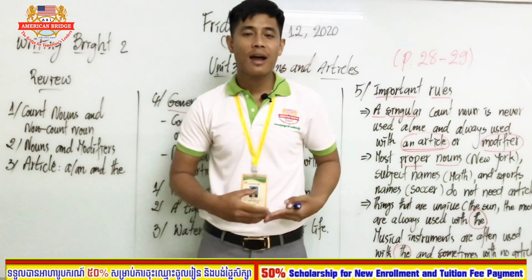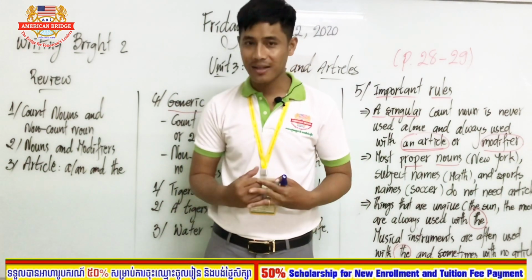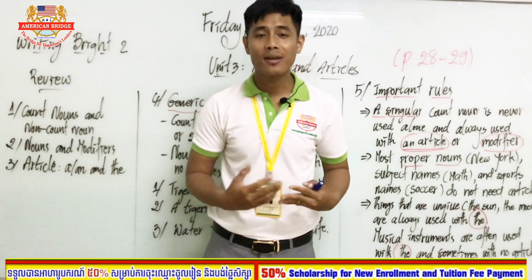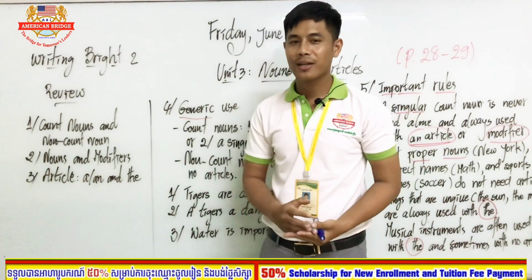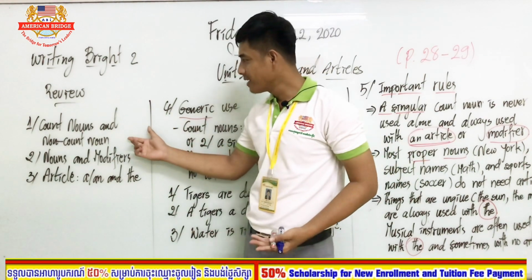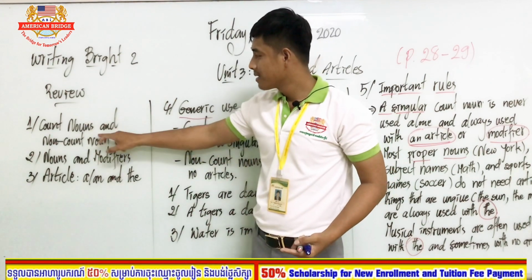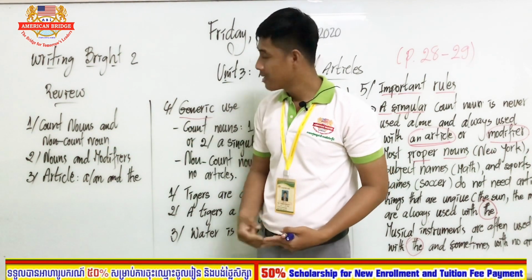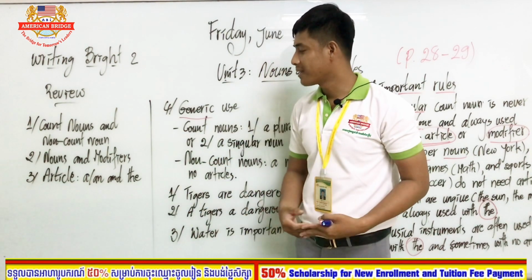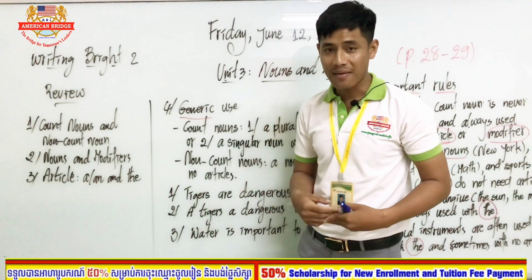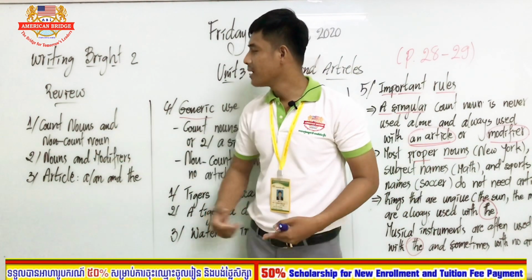So now, let me ask you something regarding what we have done so far in the Writing Bright book for this lesson. Everyone, what are the points that we have learned from these lessons? Okay, everyone, good. Please take a look here. Here are the points that we have learned so far from this lesson. Number 1, count nouns and non-count nouns. Number 2, nouns and modifiers. Number 3, articles a, an and the. That is the topic that we learned yesterday, right? Good.